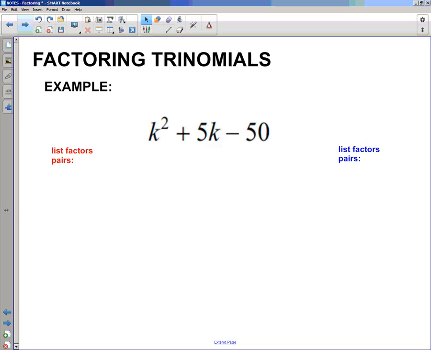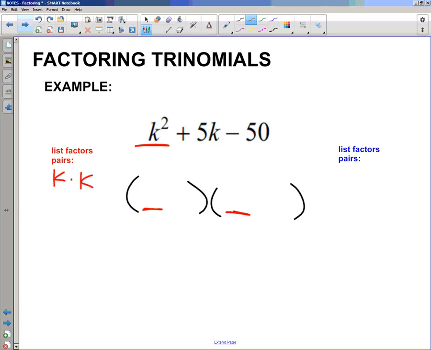I'm going to look at this, and I'm going to hope that it factors into a couple of binomials. I'm going to think about my first term here and first term here. Those are going to have to multiply to give me k squared. I like to list my possible factors. The only way I could get k squared is k times k. So for this one, that's pretty easy. There's no guessing involved.